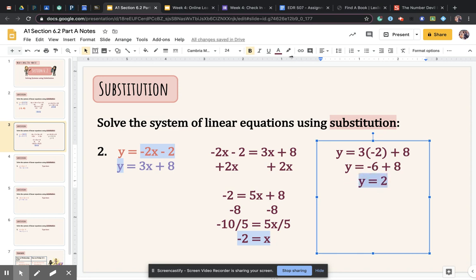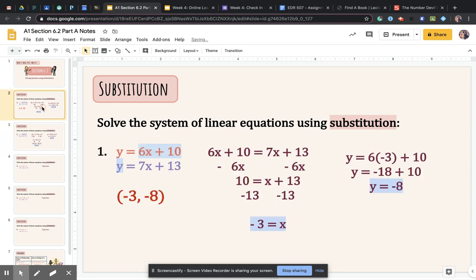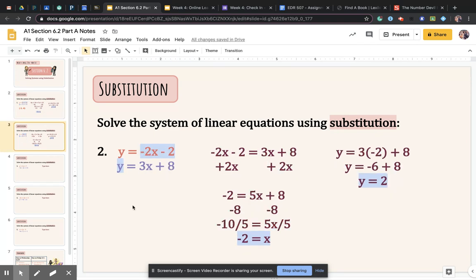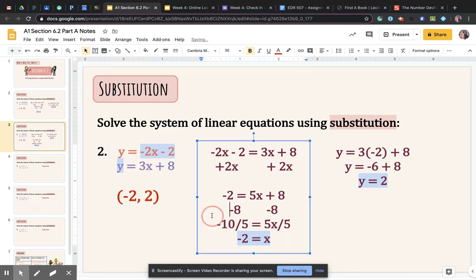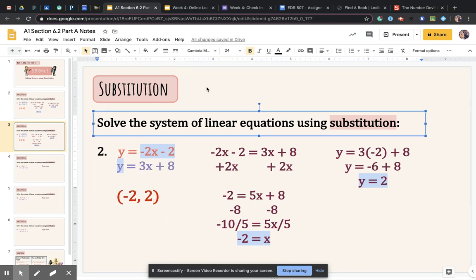So then we can write this as a coordinate point. So I'm just going to take the coordinate point from above and copy and paste it and just change the numbers. So my x value is negative 2 and my y value is positive 2. And that is our final answer.